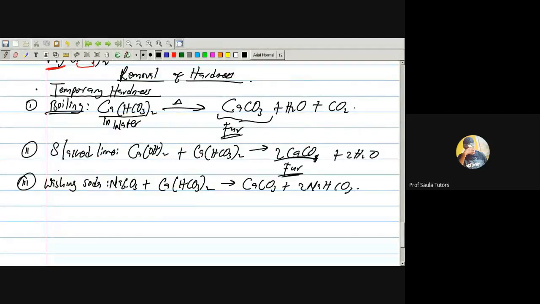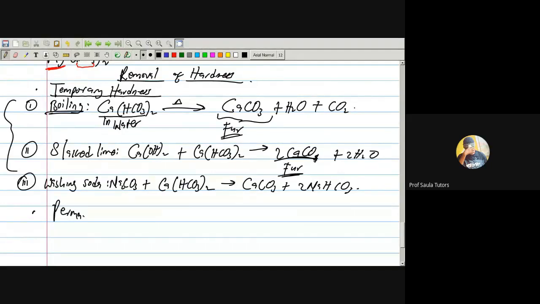Good. What you are just to know that JAMB will ask is which method can be used to remove temporary hardness, permanent hardness, and this. Temporary hardness can be removed by boiling, slaked lime, washing soda. Now pay attention: these are methods used to remove temporary hardness. But what about removing permanent hardness?